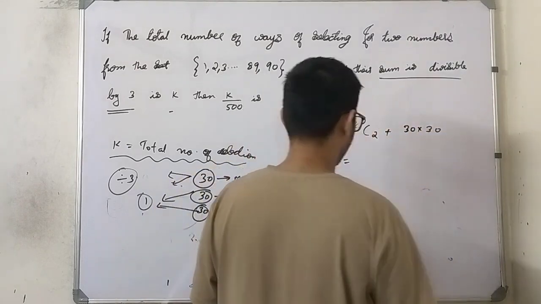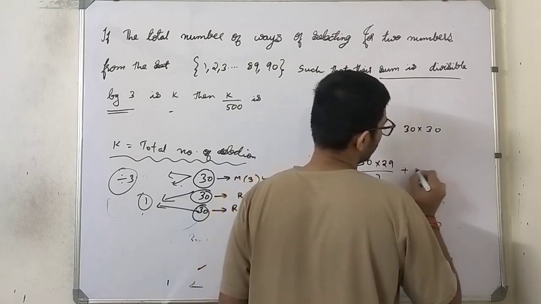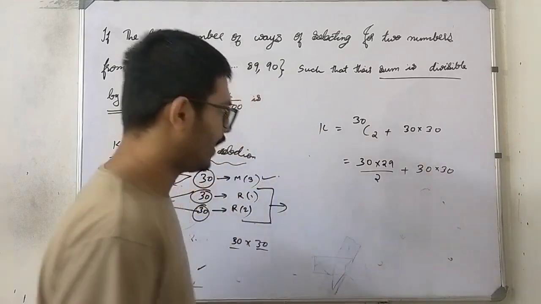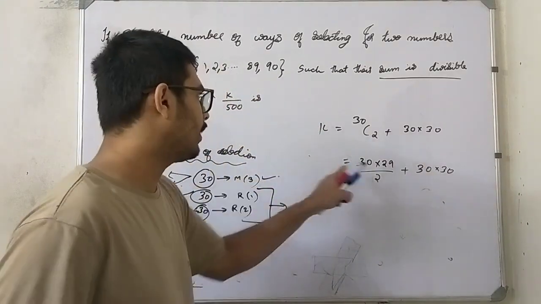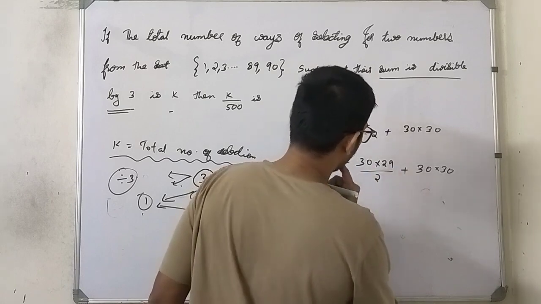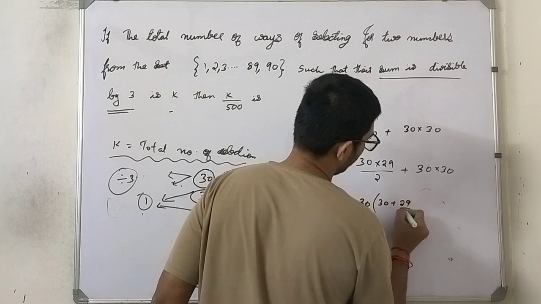What will be the value of 30C2? 30 into 29 divided by 2, plus 30 into 30. Now I am not simplifying this value. What I am doing is taking the common value 30. So it is 30 into (30 plus 29 divided by 2).